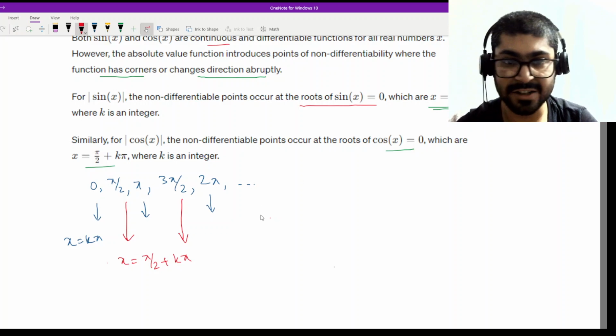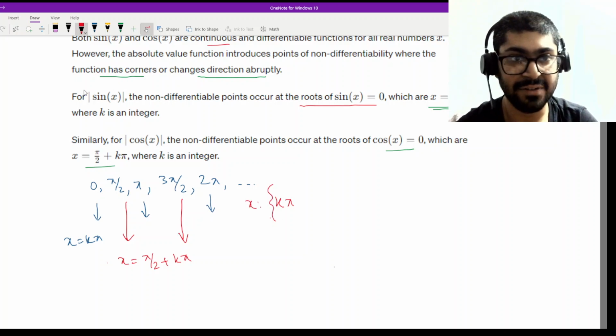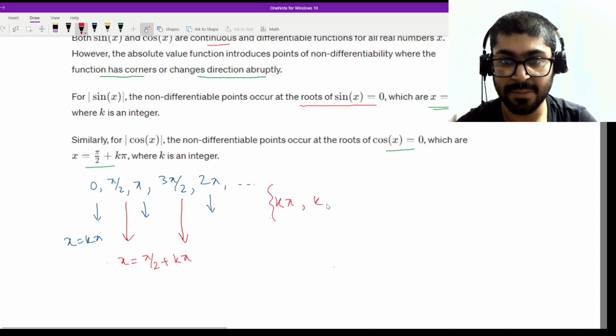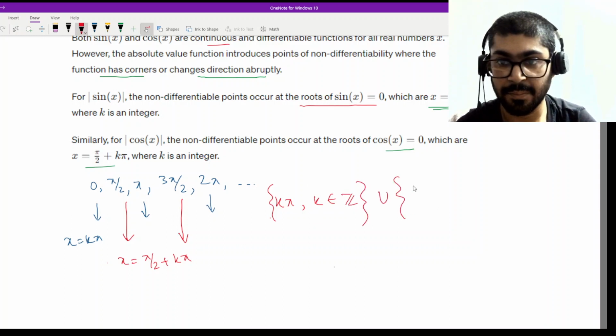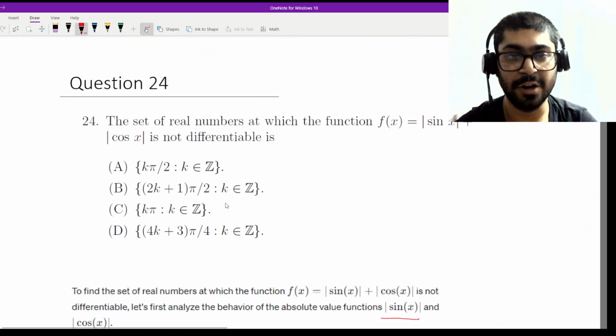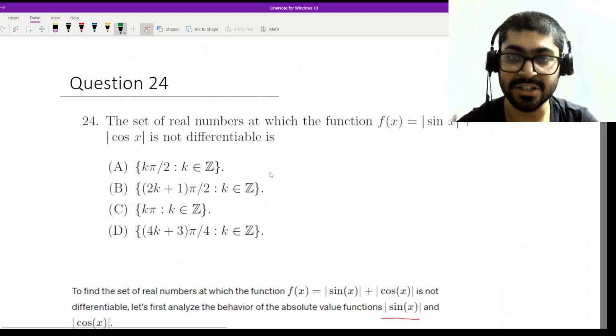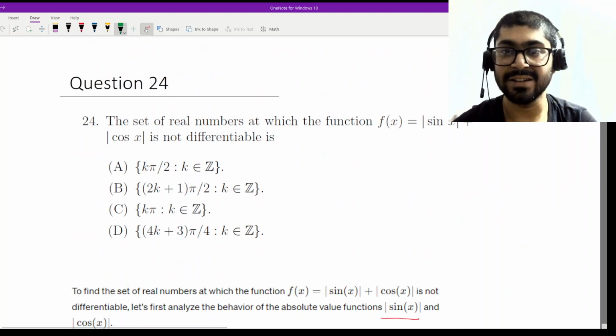So the solution is basically a union of these. So it will be x such that the non-differentiability criteria will be the union of these: k pi, k belongs to Z, union pi by 2 plus k pi, k belongs to Z. Now we don't see any options like this in the sum, right? So we check the options to see which has all of the points as we require.